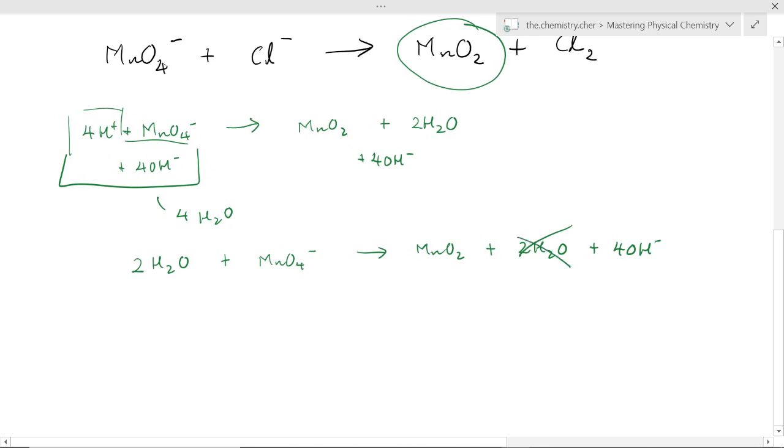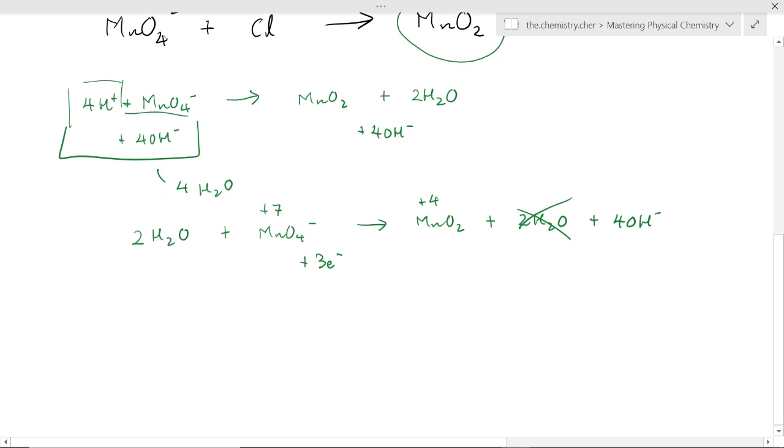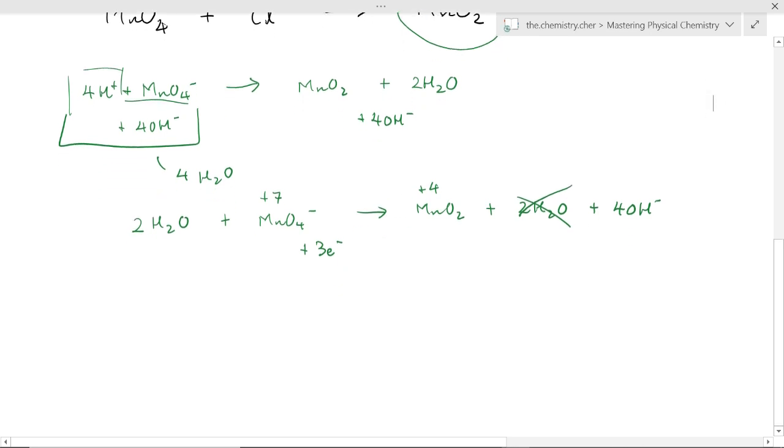Once you look at this equation, you'll realize that now I have -4 charge over here, -1 over here, so I need to add 3 electrons to it. One good way for you to check if your number of electrons is correct is to look at the oxidation number. This is +7, and the one on the right is +4, so you need to take in 3 electrons, which is correct. So this is how we balance that half.